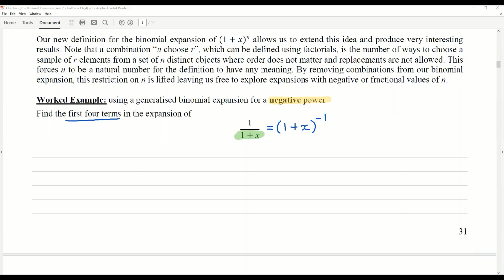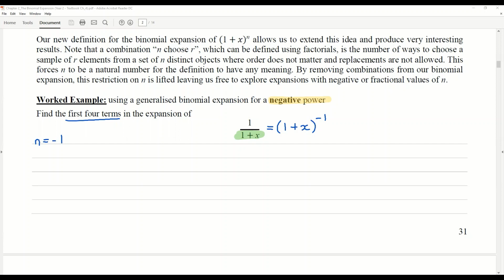So now we can apply our expansion. You might just want to write it out if it's not in front of you, the expansion. I won't do that, but just make sure you've got it handy. The only value we need to sub in, of course, is n as -1. So I'll just jot that down. So n equals -1.